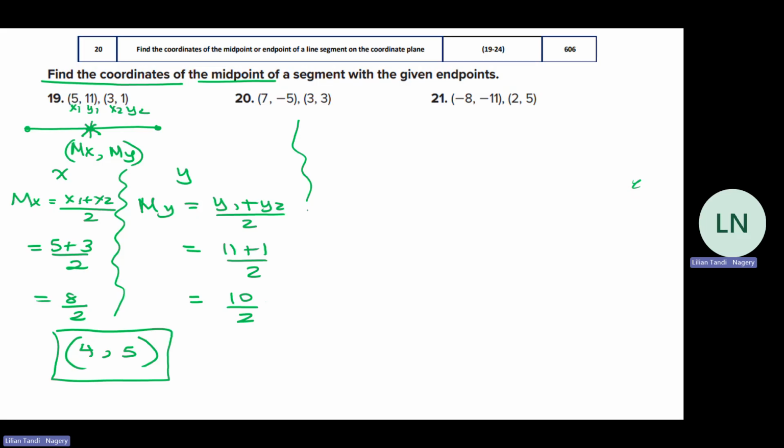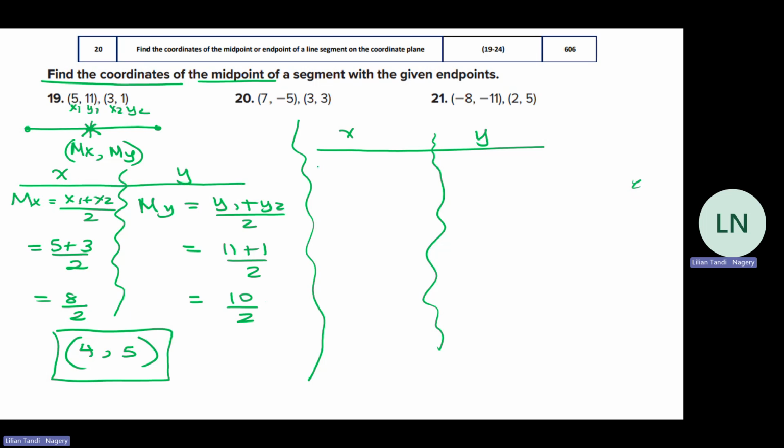So you do the same thing over here. Divide your page into 2. You're going to do here your x's, you're going to do here your y's. Okay?